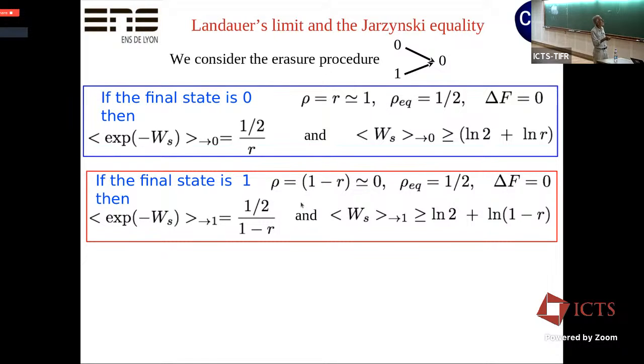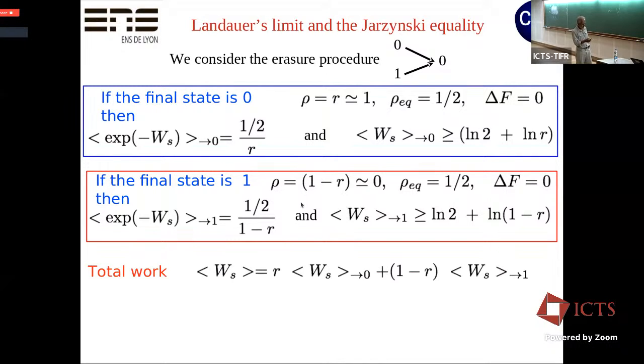Suppose now that I consider the case in which the final state is 1 instead of 0, always doing this protocol. Now you see that the probability is 1 minus R, where R was close to 1, so this was close to 0, and rho equilibrium is equal to 1. Now this probability is just 1, and the result of this mean is 1/2 over 1 minus R. So this means that the work going to 1 is log 2 plus log 1 minus R.